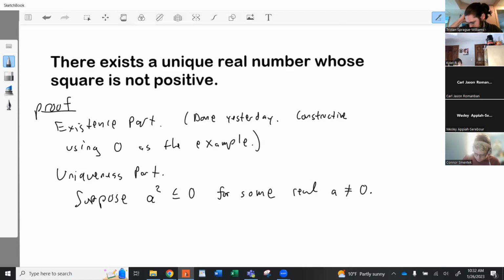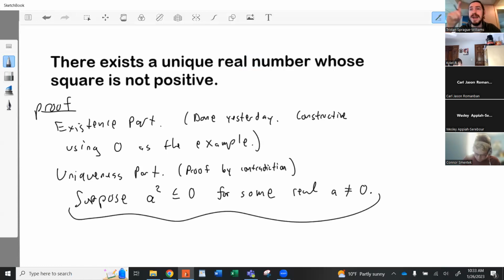Okay. And the proof we're going to do here, the proof of uniqueness, is actually a proof by contradiction again. It's a proof by contradiction because what we're doing right here is assuming the negation of the uniqueness. We're assuming that it's not unique. We're assuming that there exists another example besides 0. And then what we want to do is derive some contradiction from that.